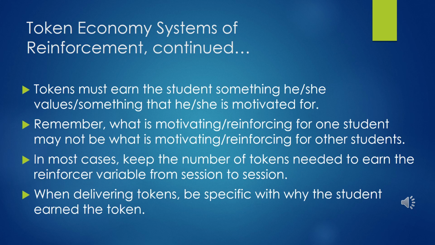And then as you gradually increase it, maybe it goes 5, 10, or 12. It'll be less obvious to the student that they are now working for more tokens versus if you just jump from like 2 to 10 to 20, for example. So you want to keep it variable and keep it small at first and then gradually increase it.